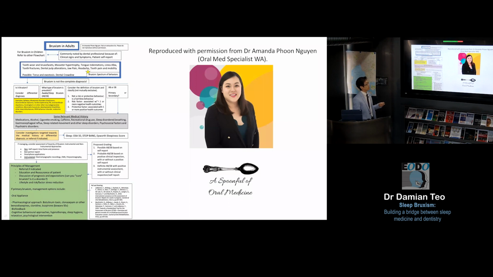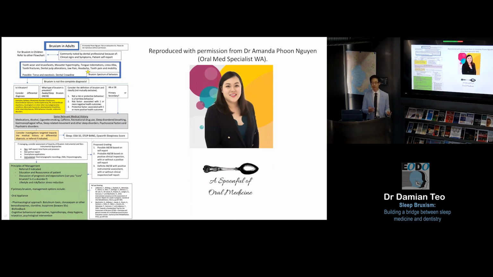And then we have to see, is it awake or sleep bruxism, and is it primary or secondary? If it's secondary, it's normally related to some other condition or medications. If it's primary, it's normally no known cause we can find. And there are these different medical history things that we could see in our patients.